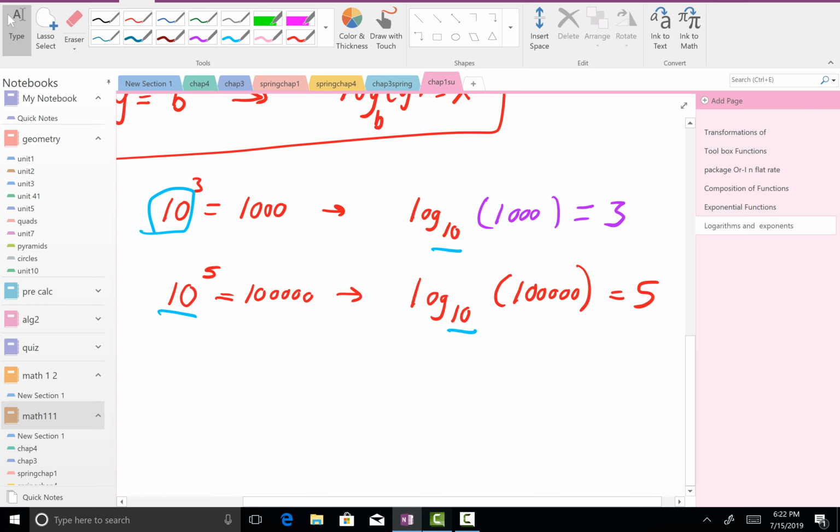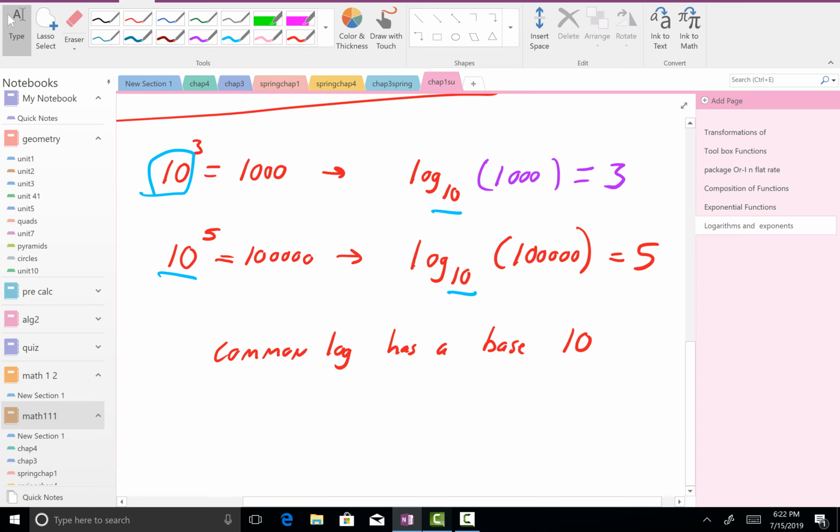Now logs can be any base. All right. When it's a base 10, that's called a common logarithm. All right. So I don't know if they mention that very much. So a common log has a base 10. All right. And that's because that's what everything was based on, right? Our counting system is all base 10. So that's why it's called a common log.